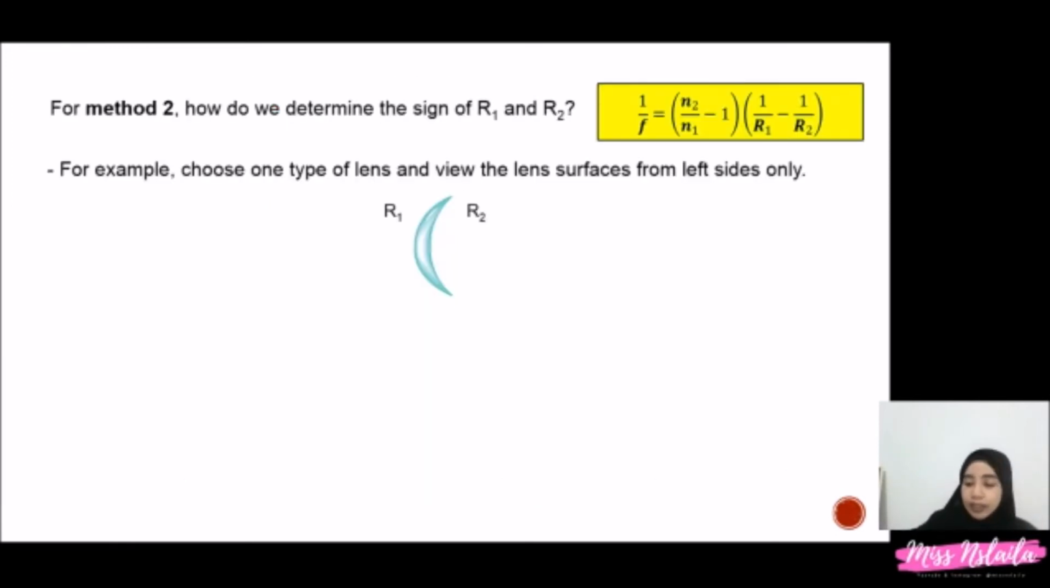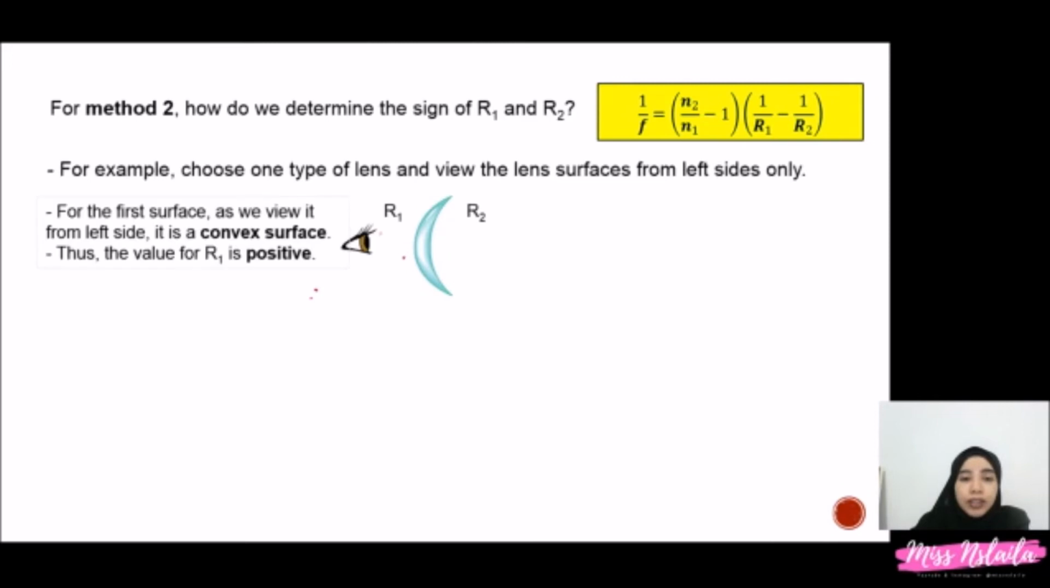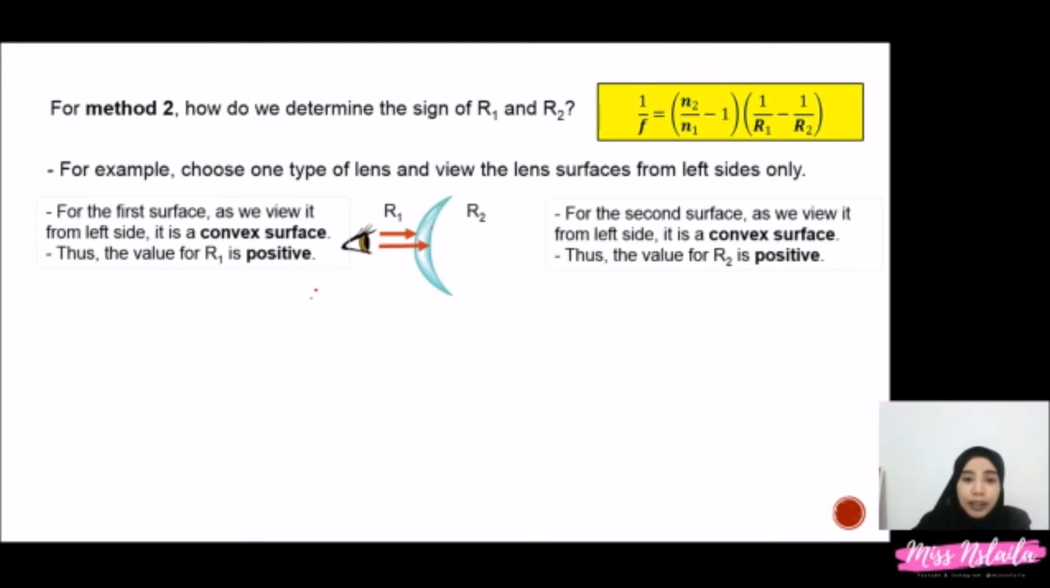Alright, so look at this example. Since we are going to look from our left side only, once we look at the first surface, it's convex to your eyes, so it's positive. R1 is positive. For the second surface, we are going to look from the same side, which is from here. Looking at the second surface, it's also convex to your eyes, so it will be positive. So both R1 and R2 will be positive for this lens.